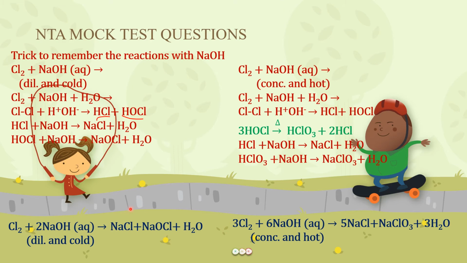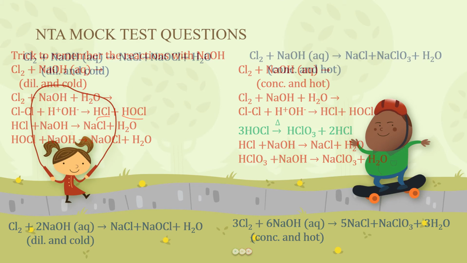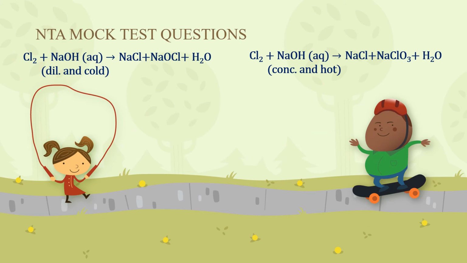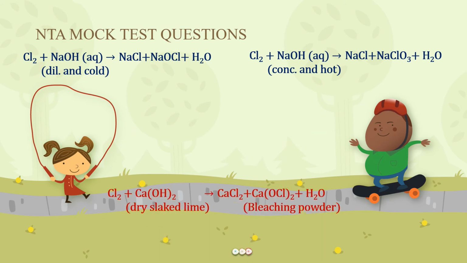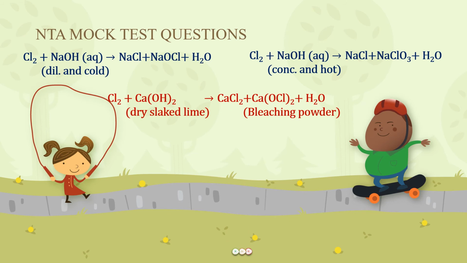Okay. So these are the two products that will be formed. NaCl and water are going to be the same for both of them. In the dilute case, it will be NaOCl, and in the concentrated case, it will be NaClO3. So now these are the two reactions that we have, but the next one is for calcium hydroxide plus chlorine. Here you have to remember that these reactions are also similar to NaOH.